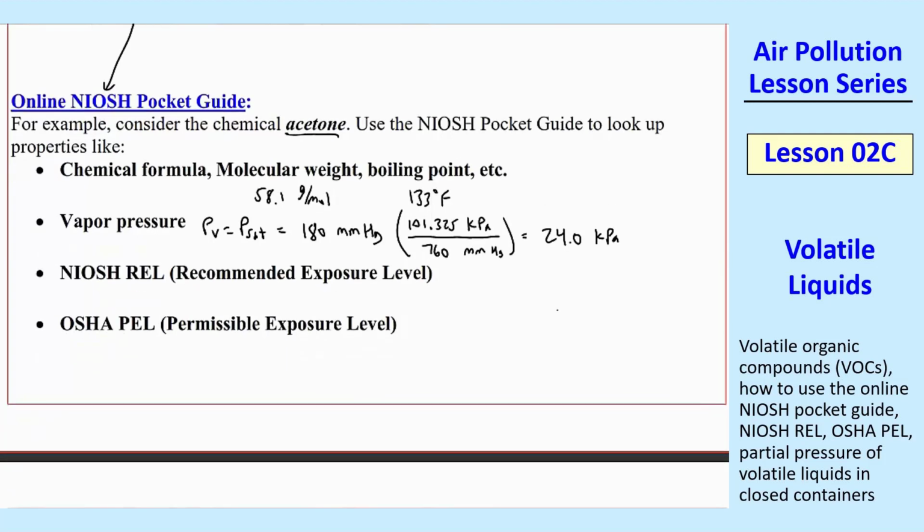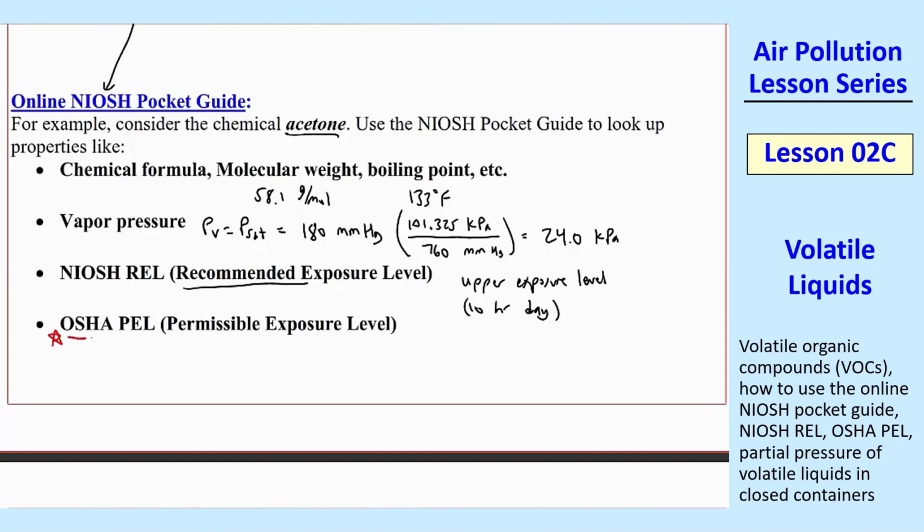Now, there's a NIOSH REL and an OSHA PEL. NIOSH means the National Institute for Occupational Safety and Health, and they publish this recommended exposure level. Recommended is kind of a funny name. It's not like you're supposed to be exposed to this like recommended vitamins. This is what they call their maximum level, in other words, the upper exposure level for a particular chemical. And NIOSH is based on a 10-hour day for workers that are exposed to this. We're not going to use that one hardly at all.